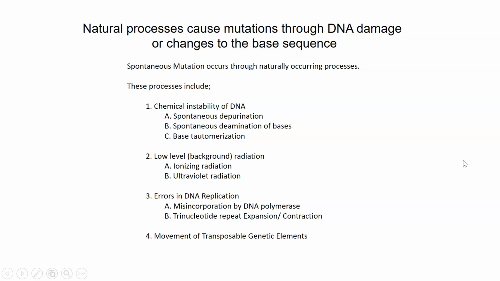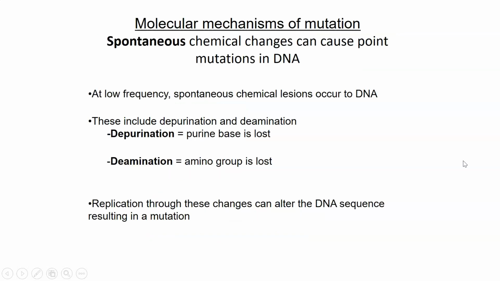So what are some examples of chemical instability of DNA? So one of them is called depurination. Another is deamination.